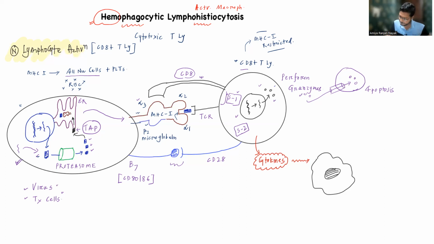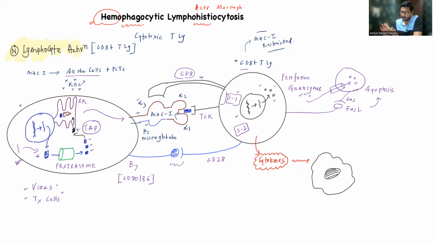Apart from that, the T lymphocytes can also produce Fas ligand, which can be recognized by the Fas receptor of the affected cell. And when this interaction happens, this will also initiate the process of apoptosis. So basically, there are various mechanisms by which the cytotoxic T lymphocytes can damage or destroy this affected cell. This is how this CD8 plus T lymphocyte is functioning.